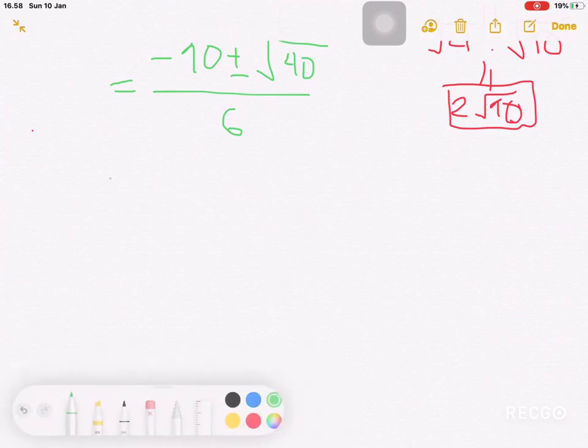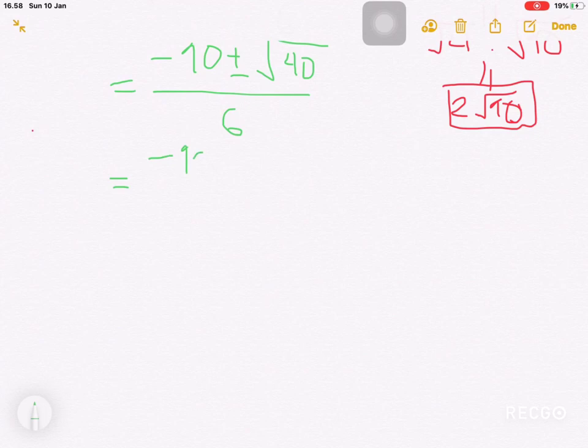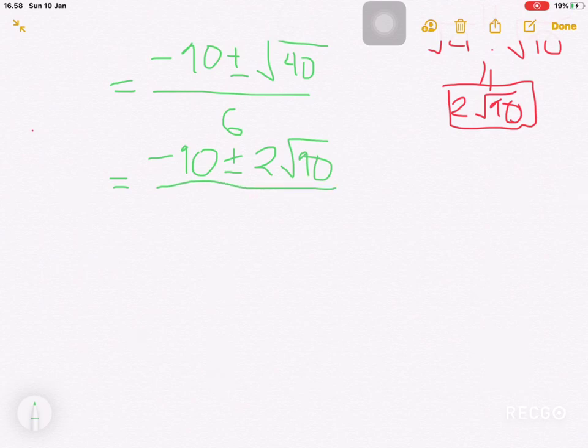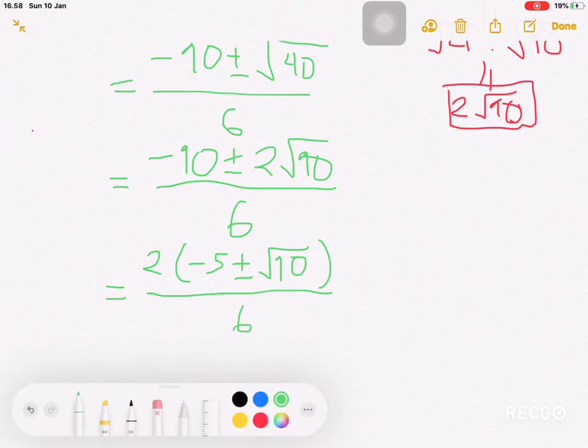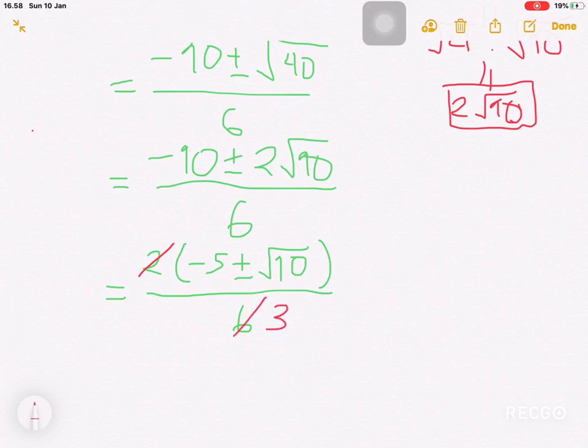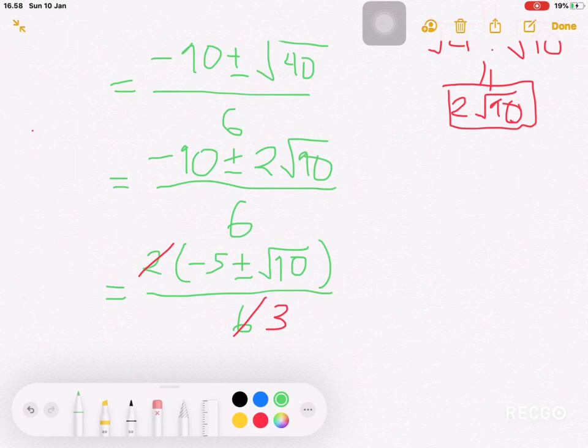So back to our green marker, we're going to have negative 10 plus or minus 2 multiplied by square root of 10, which is all over 6. And let's just try to factor out a 2 from the numerator. So we have 2, and what's left right here, we'll have negative 5 plus or minus square root of 10. This is all over 6. And notice, this will leave us with a 3 in the denominator.